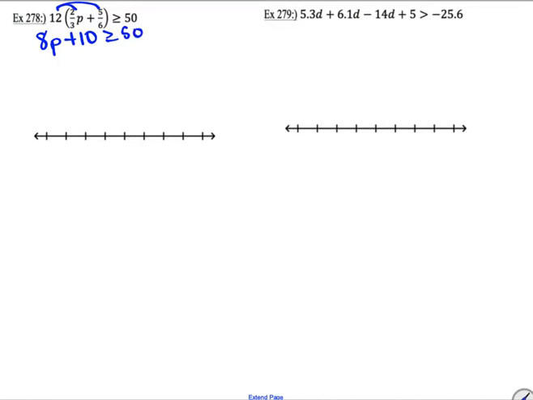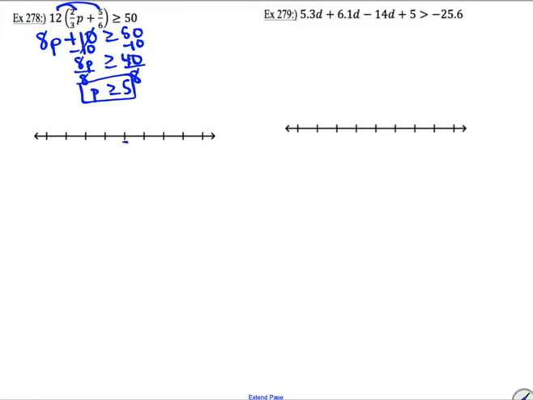We'll go ahead and do a negative 10 on both sides to get rid of the 10. And this gives us 8p is greater than or equal to 40. Divide by 8. Because I'm dividing by a positive, I don't have to worry about switching the sign. It's only when you divide by a negative. P is greater than or equal to 5.